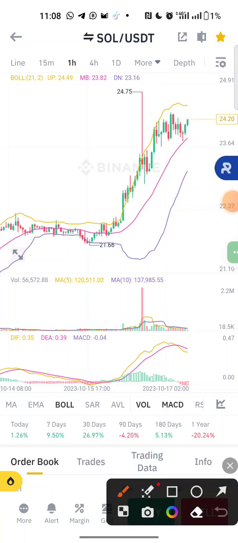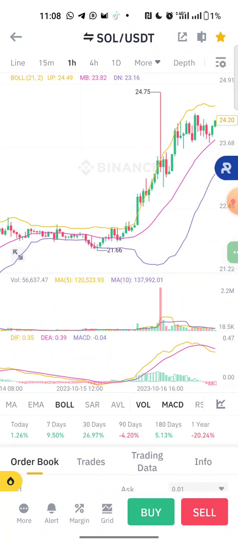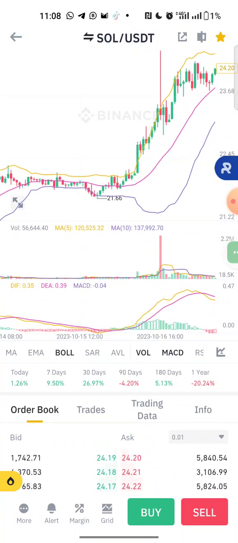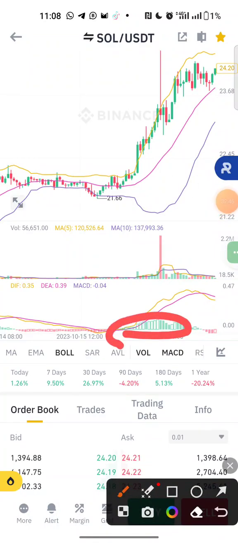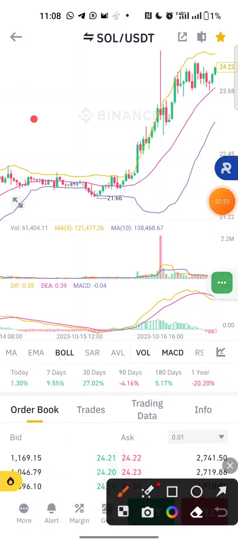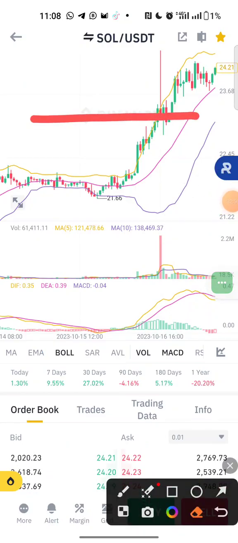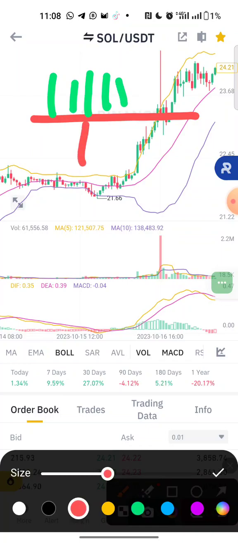Now, the MACD basically has 2 areas. It has the green histograms and the red histograms. The green histograms form above, and the red histograms, if I was going to draw a line, this would be the line. On top, we usually have the green histograms, and below we have the red histograms.